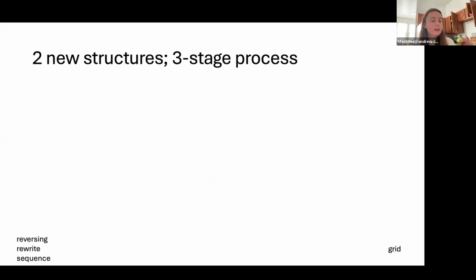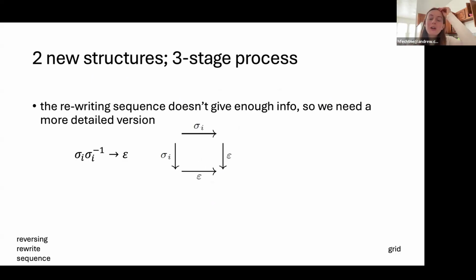I'm pretty darn sure I've come up with a formal way of doing this. It's going to take two new structures, and it's a 3-stage process to get from reversing rewrites to grids. First off, the rewriting sequence doesn't actually give you enough information. So we need to enhance it to a more detailed version.